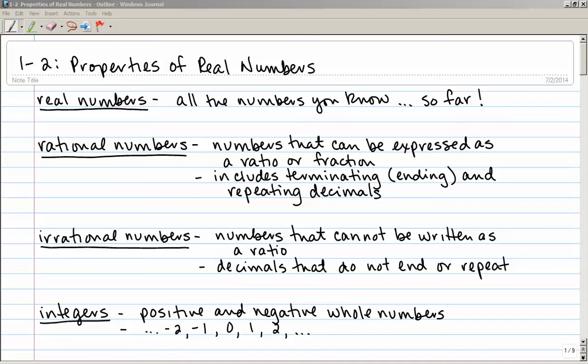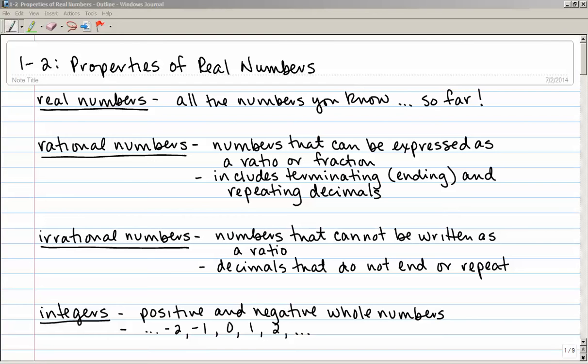Rational numbers. Rational numbers are numbers that can be expressed as a ratio or as a fraction. This includes terminating and repeating decimals. Terminating decimals are ones that end, something like 0.75. And repeating decimals are ones that repeat, so like 0.33333 forever.